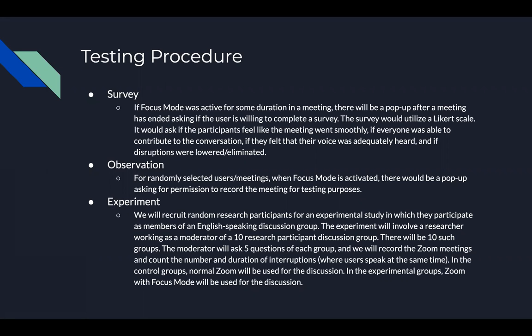The experiment is a bit more intensive in what the user has to do because we will recruit random research participants from as diverse of a pool as possible for an experimental study in which they participate as members of an English-speaking working discussion group. The experiment would involve a researcher working as a moderator of the research participant group and about 10 such groups. Then the moderator asks questions, which we then record and count the number of interruptions and the overall productivity of each meeting.